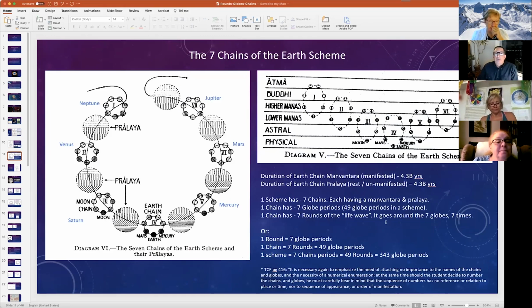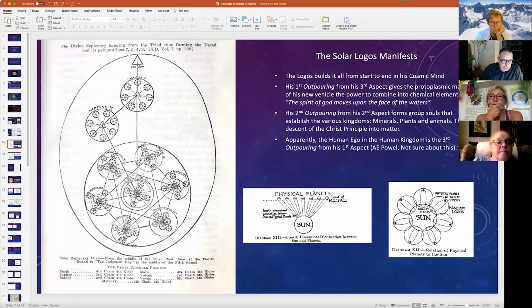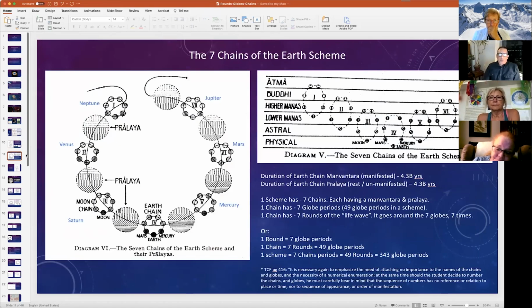So now we're talking about the Earth scheme. This is showing each of the chains, right? This is the Earth scheme over here. And see, it has 1, 2, 3, 4, 5, 6, 7 chains. And then those little circles in there are globes. These energetic configurations, it's not exactly clear what those mean. That's very esoteric. I'm not going to worry about that right now.